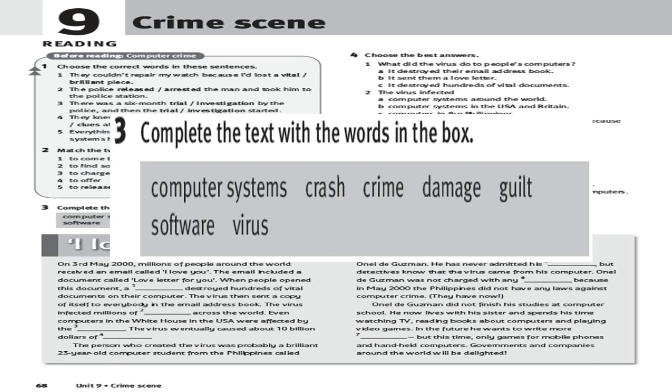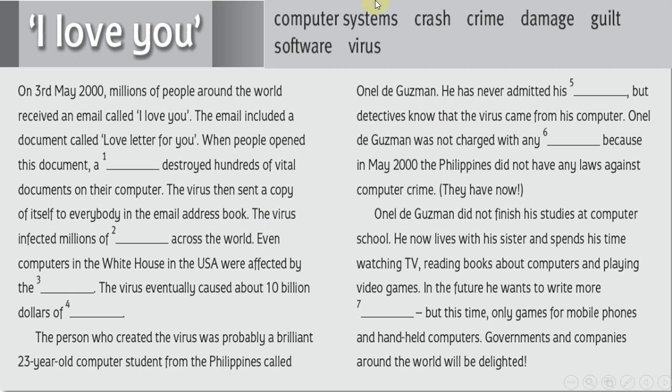Complete the text with words in the box. يعني هاي الكلمات راح نستخدمها في هذا النص، نكمل فيها الجمل. تمام؟ computer systems, crash, crime, damage, guilt, software, virus. Okay. I already put these words so you can remember them here, okay? Let's read this text, which is entitled I Love You.